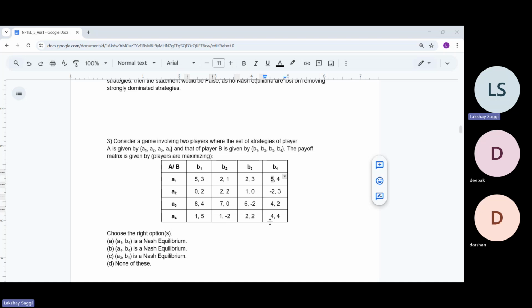And that's why we will say that the row player will have an incentive to switch. The row player wants to maximize his profit. So if he was getting a 5 instead of a 4, he will want to take that. So that's why this 4 comma 4 won't be a Nash equilibrium, but this 5 comma 4 will be a Nash equilibrium. Okay, so let's not talk about 5 comma 4. This was the previous option, but yes, this 4 comma 4 won't be a Nash equilibrium. That's what I'm saying. Does this make sense, Darshan?